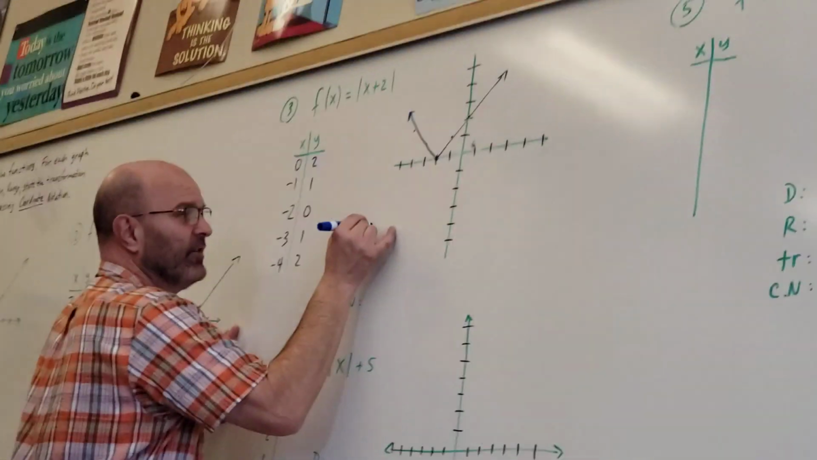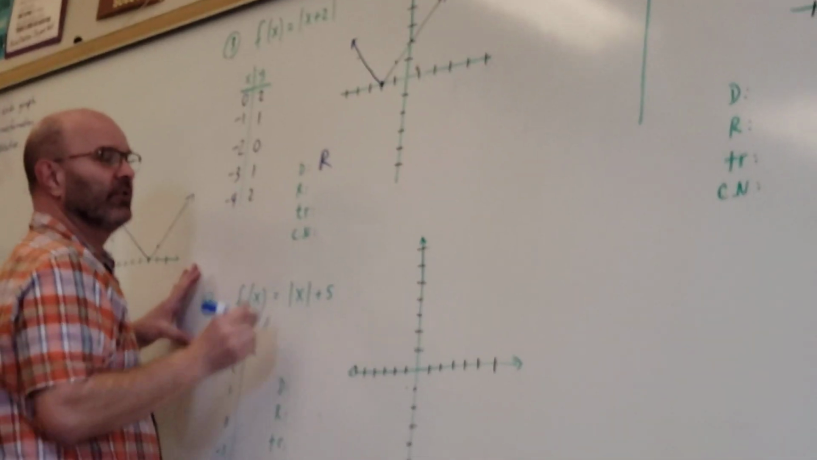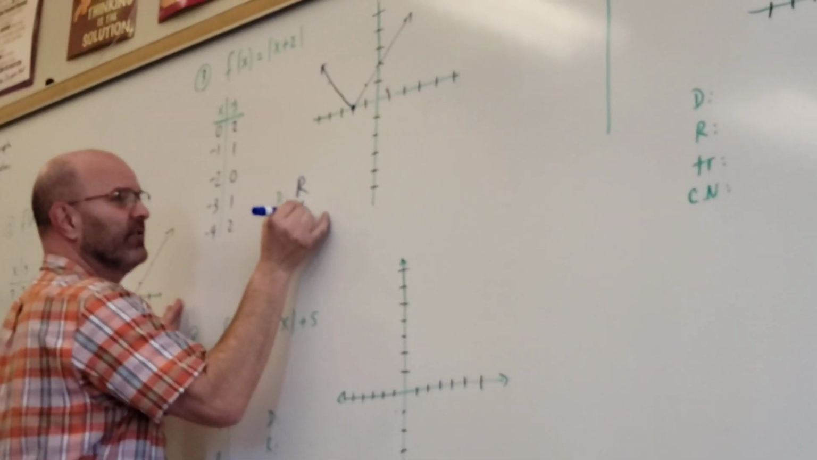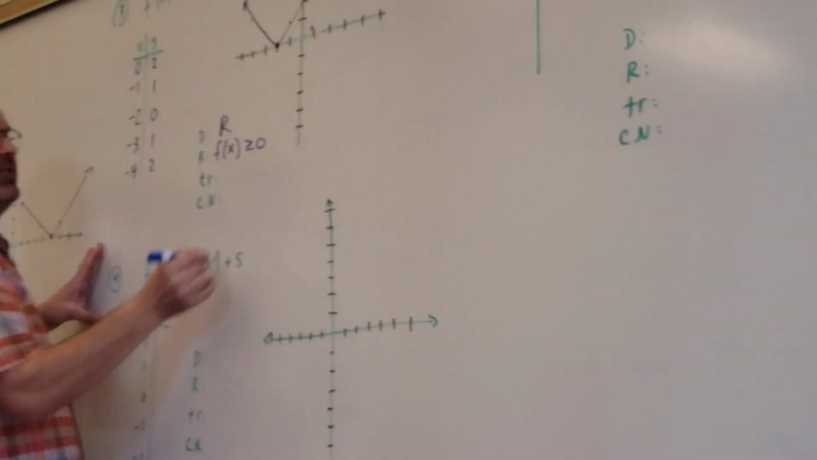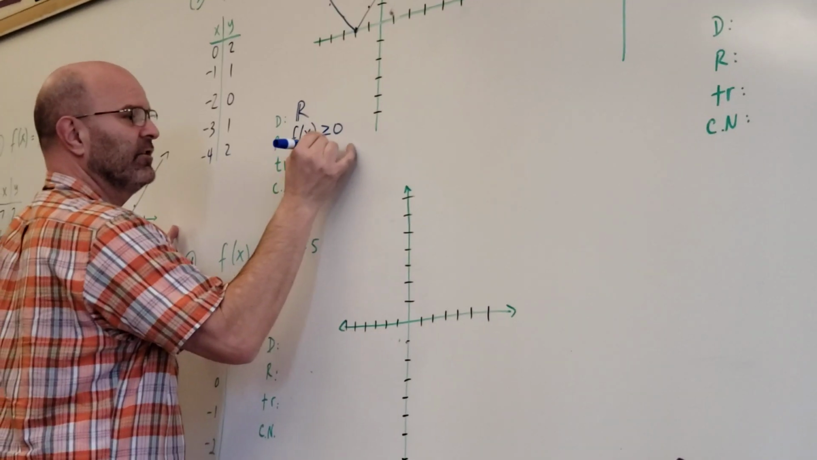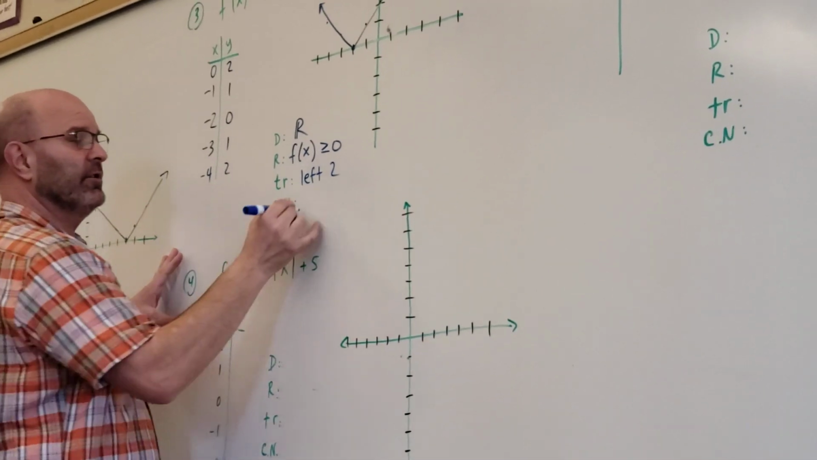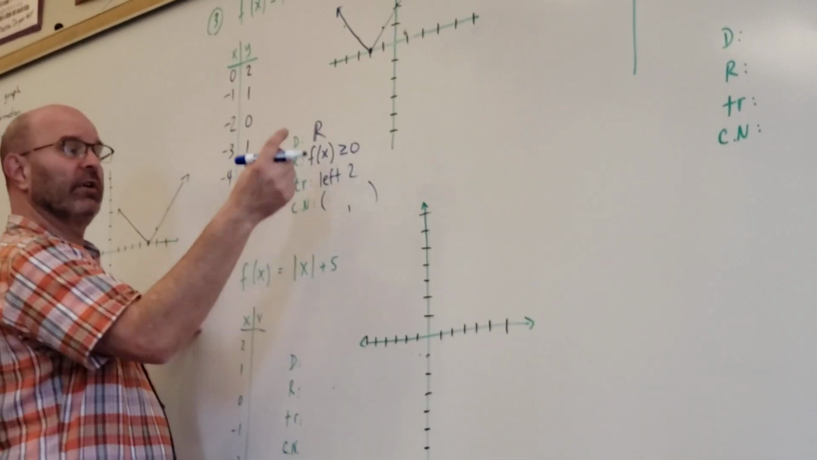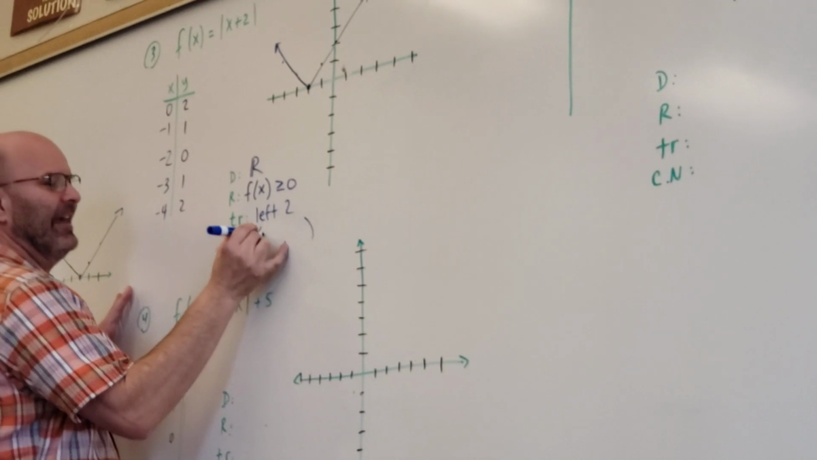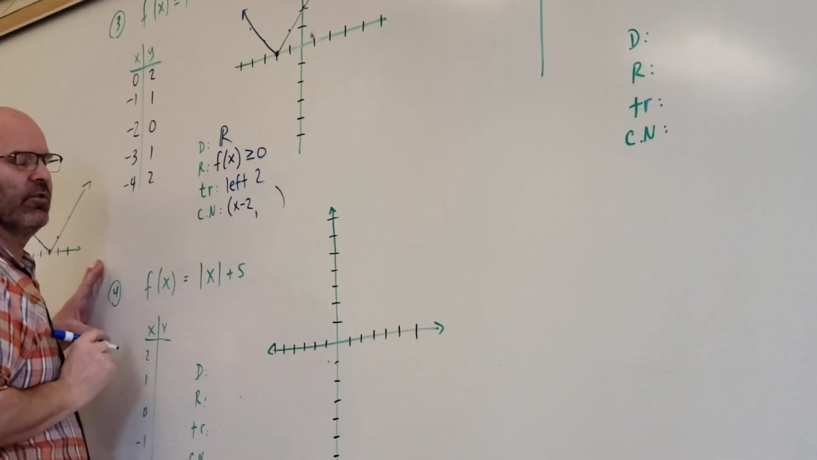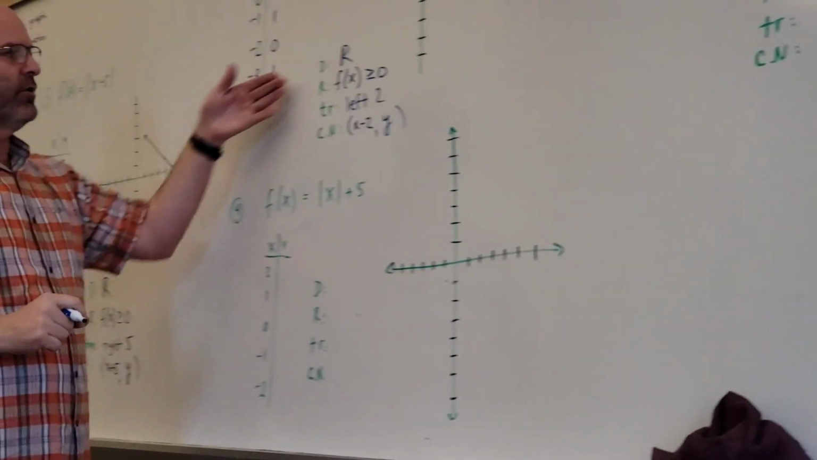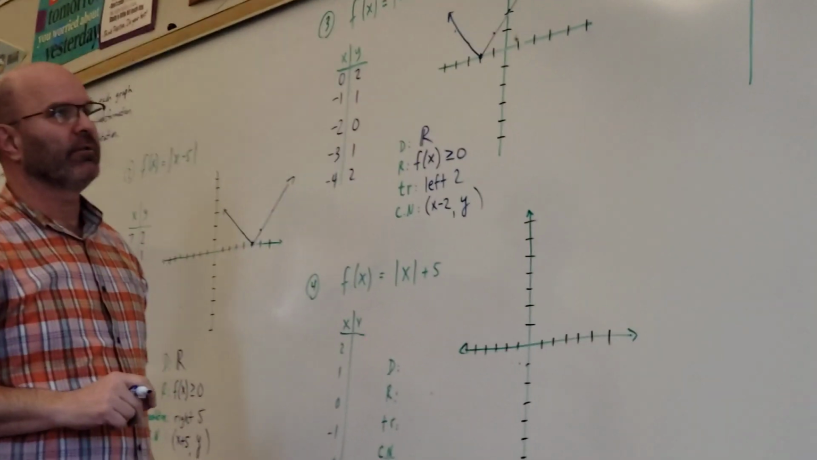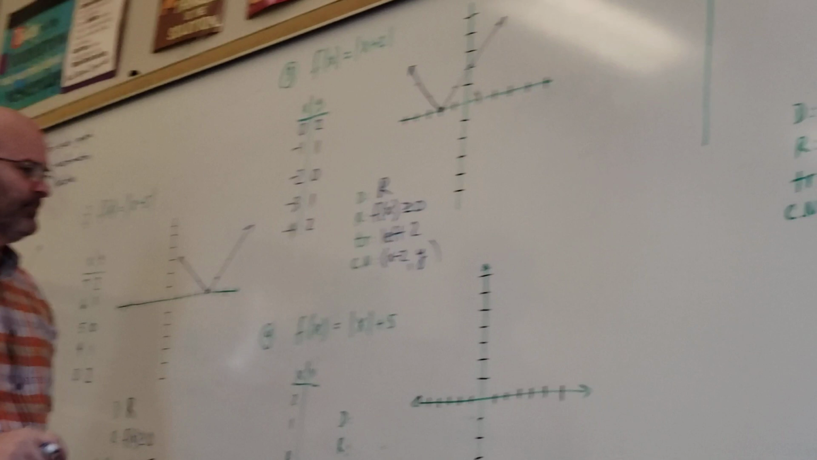The domain is still all real numbers. The range, still f of x greater than or equal to 0. The translation is left 2. And the coordinate notation, we're going to the left, so this is x minus 2, and the y values are not changing. So notice I've included all 4 important pieces of information.